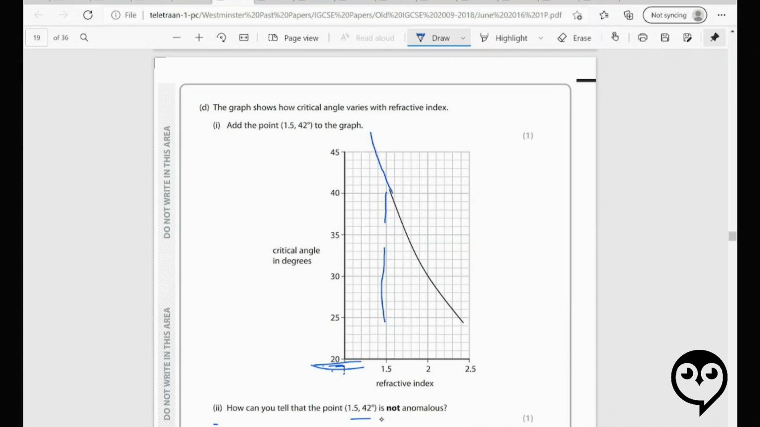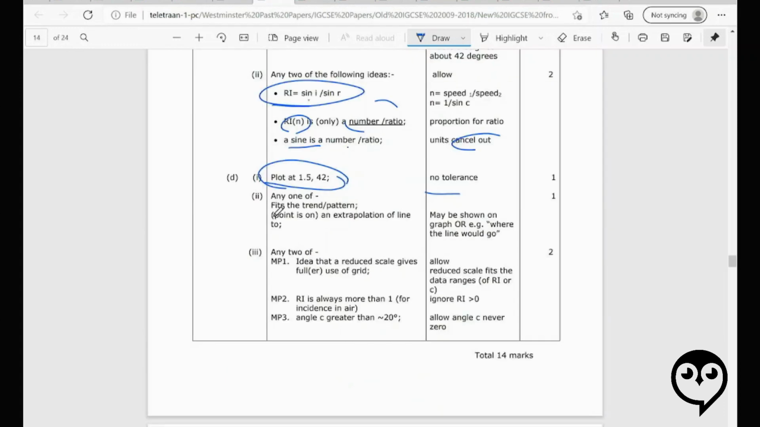Oh, yeah. So we skipped this bit before. Add the point to the graph. Well, yeah. It went right through because it extrapolated. So, all right, you add that point, you get a mark. I missed it before. We got it now. It fits the pattern. It fits the trend. Extrapolation. There we go. Good.